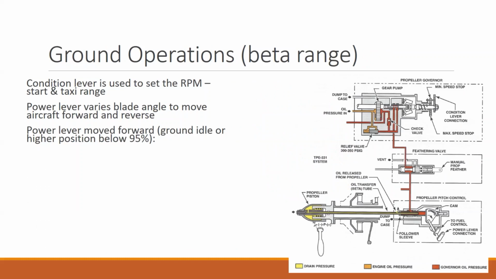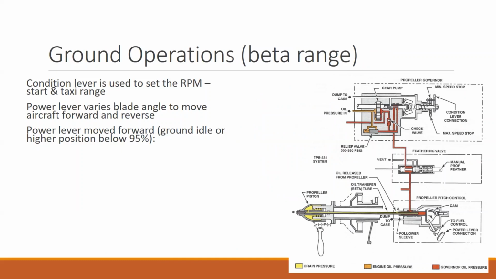And what's going to happen is we've set our RPM using the condition lever. As we start to push the lever forward, this is when the propeller pitch control mechanism is working, rather than the governor. Remember, in this case, the prop governor is separate from the pitch control mechanism. So the power lever is connected to this input that drives the follower sleeve.